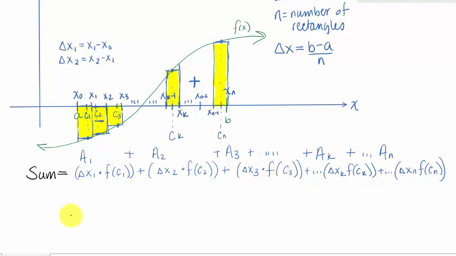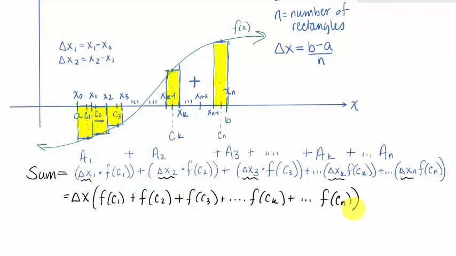So let's kind of do a little bit of hocus pocus here. Now we talked about all of these delta x's being exactly the same width, so let's just call those generically a delta x, and we're going to factor them out of each term. When we do that, we get something that looks like this.